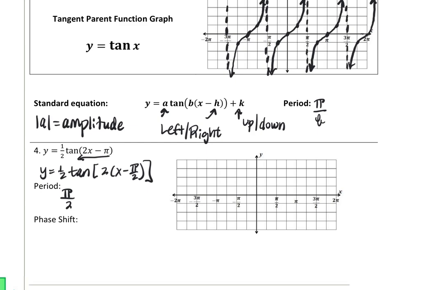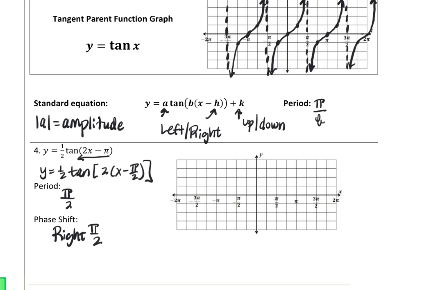Phase shift, we are going right pi over 2. Okay, so same thing as before. If you see a minus, it doesn't mean left, it means right, because it's opposite when it's inside there on the x.